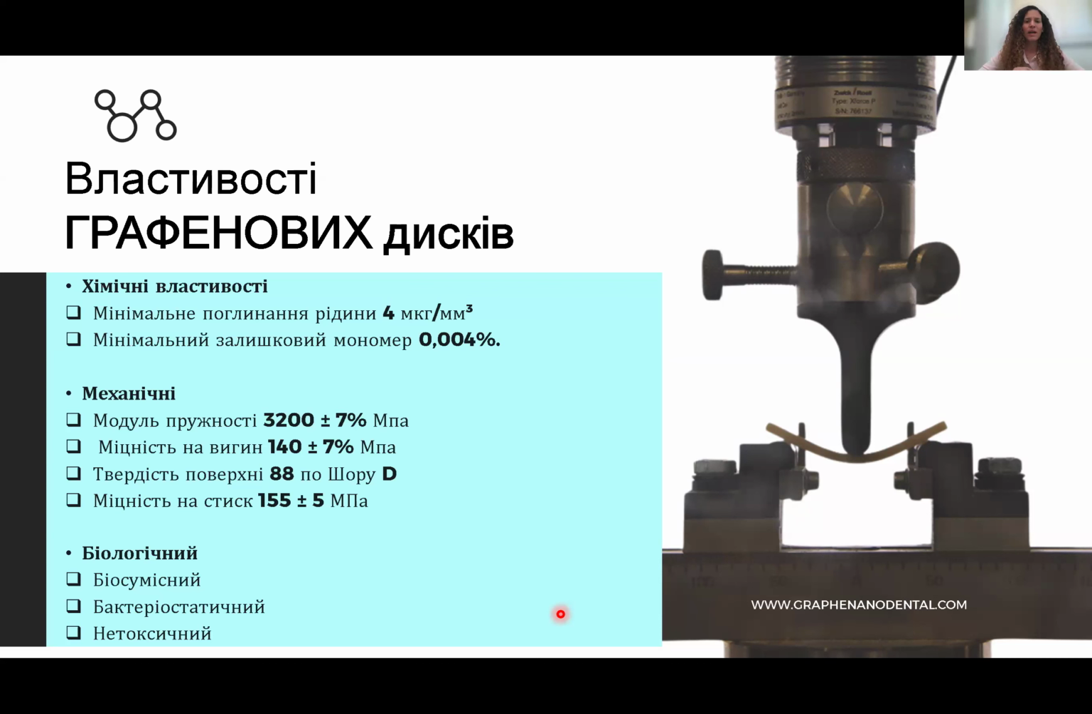We also have to talk about the most important, that is the biological properties, okay? Graphene is biocompatible, bacteriostatic, and not toxic. So we have all these three parameters ready to rehabilitate our patients in the best situation.